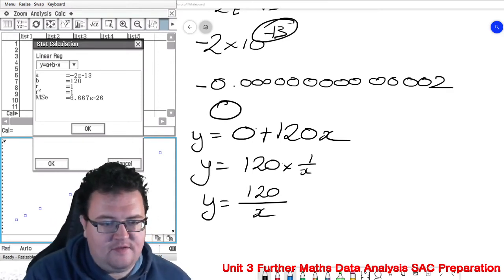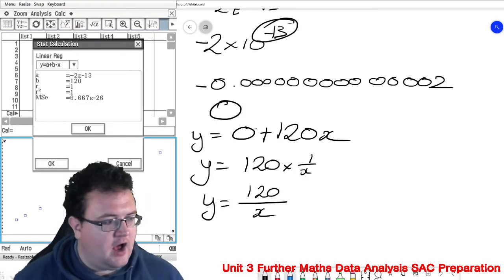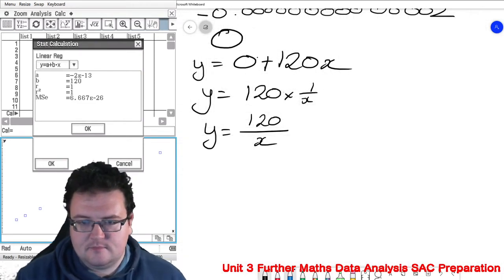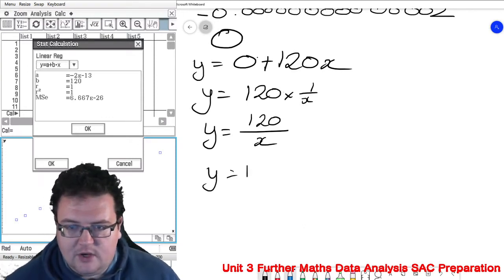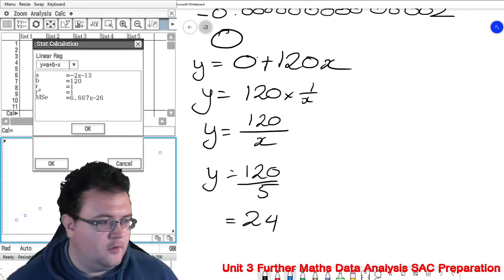And then from there, the question says, using the equation, predict the value of y when x equals 5. Well, that's nice and simple. Y equals 120 over 5, which should be 24.